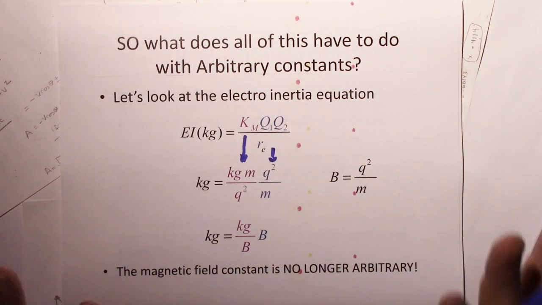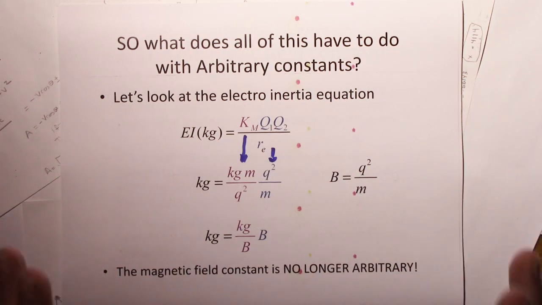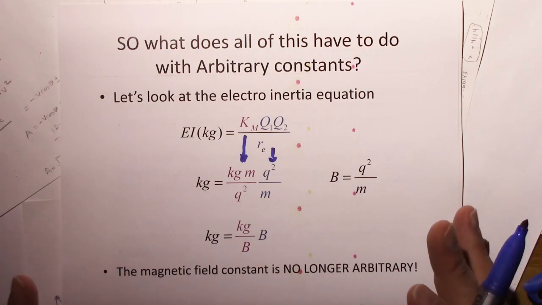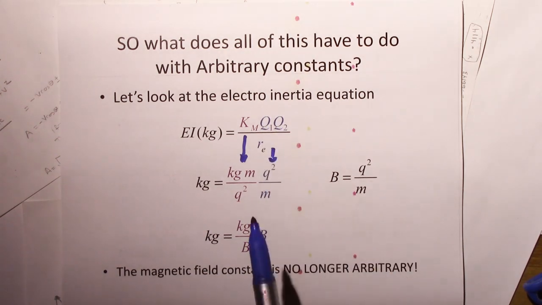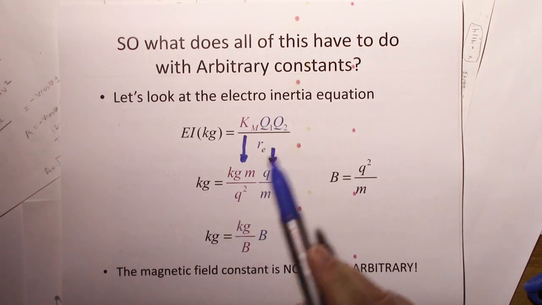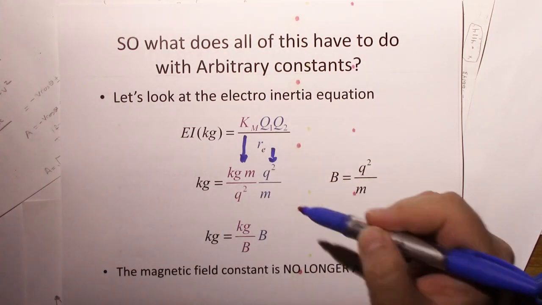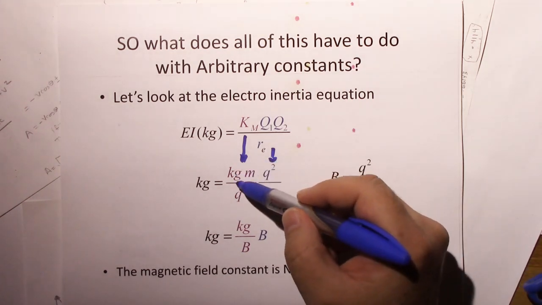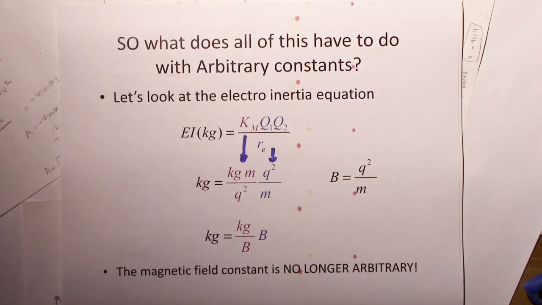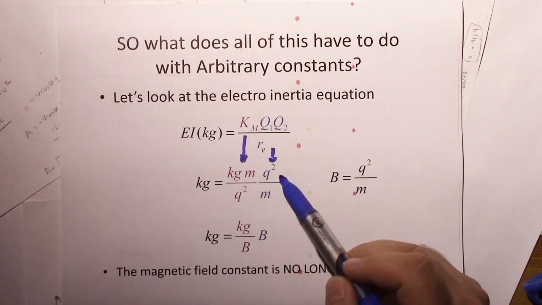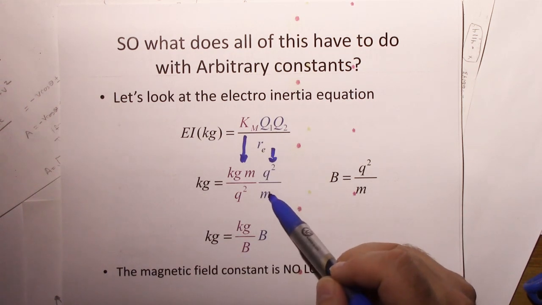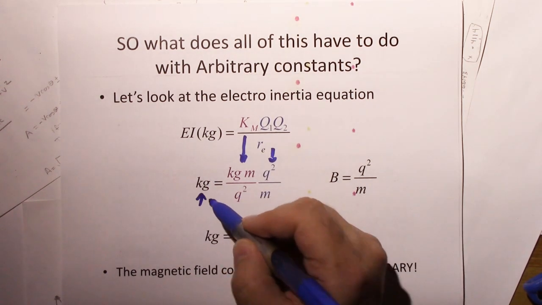And so if you look real close, some of you physicists out there might not see this, but I'm sure you engineers will see it: Km looks like it's just a conversion constant between natural units of inertia and the arbitrary units of inertia. In other words, Km converts electrical inertia to this arbitrary thing we call kilograms.